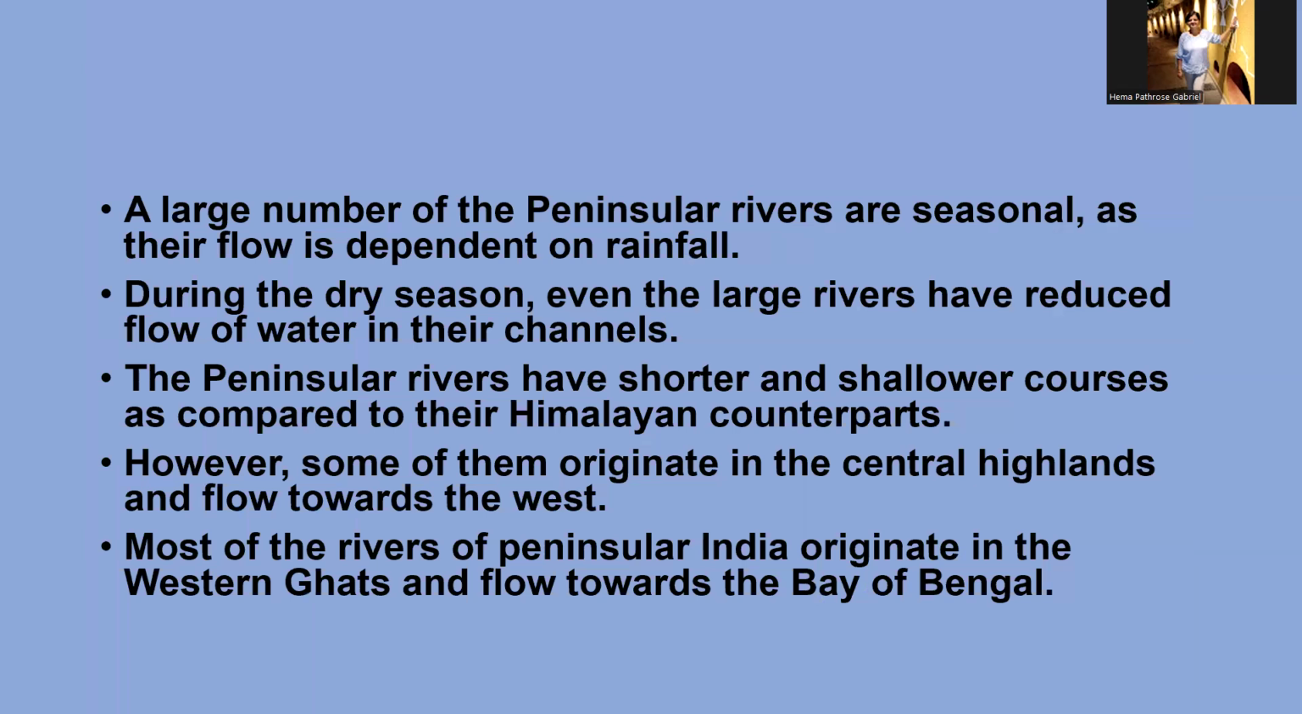Peninsular rivers, as I told you, originate from central highlands, western Ghats, and eastern Ghats. They are seasonal because in central highlands, in western Ghats, in eastern Ghats, we could hardly see the snow. They have to depend on rainfall. Because of this reason, they are seasonal. And during the dry season, summer season, they will be reducing themselves into small channels. Water will be very less. So they will be like canal channels, etc.